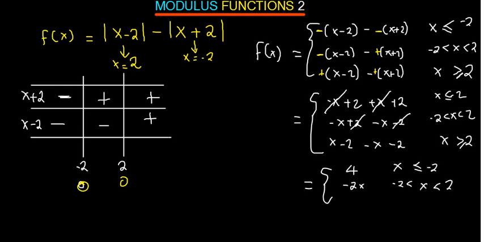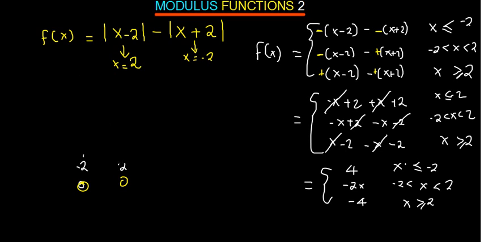And then the next one, this is positive x, this is negative x, they'll cancel. So negative 2 minus 2 will be negative 4. This is for x is greater than or equal to 2. So what we've done, we have redefined the function.